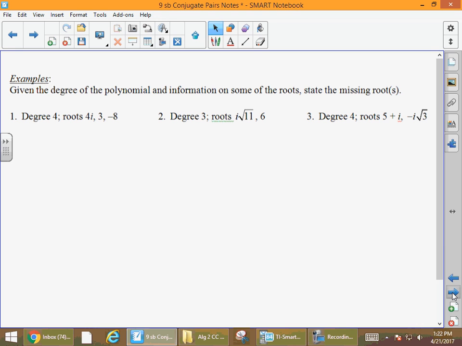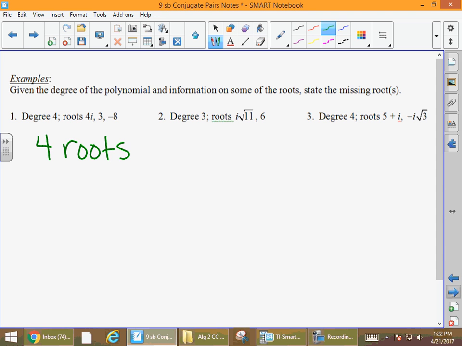So first of all, let's again talk about the conjugate pairs theorem. It says, given the degree of the polynomial and information on some of the roots, state the missing roots. Something that we need to know is, if the degree is 4, how many roots do we have? We still have 4. So if we look up here in our problem, we have 4i, there's one root. We have 3, there's a second root. There's -8, there's a third root. What's the fourth root? Well, it's the conjugate pairs theorem. We have 4i, so our fourth root is, we change one sign, -4i.